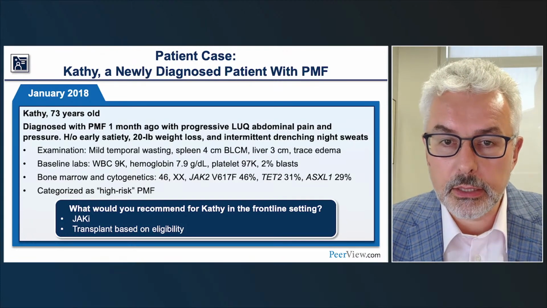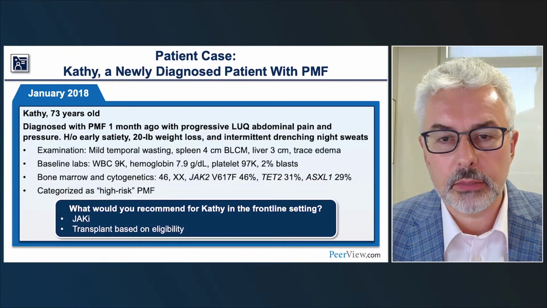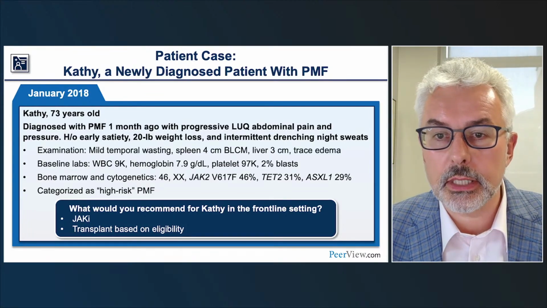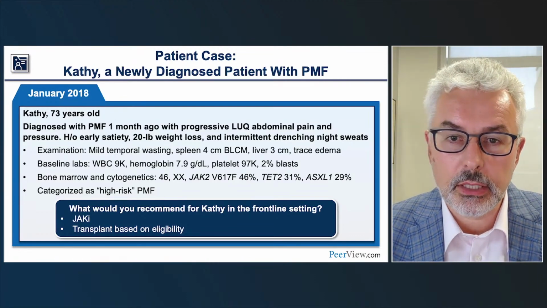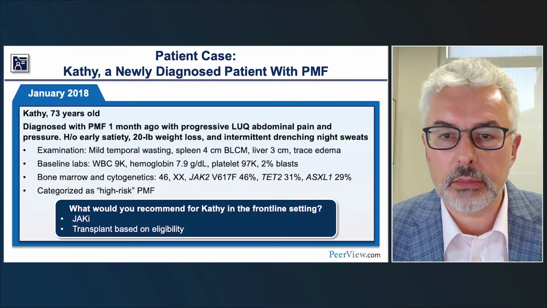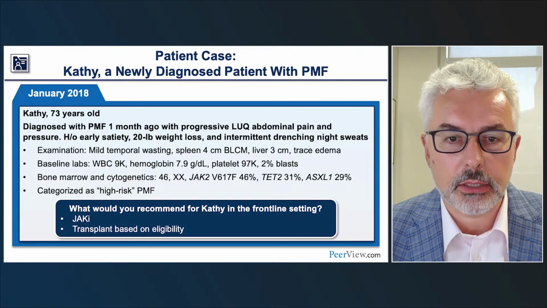But this particular case brings about three parameters that I'd like to highlight, because we know that JAK inhibitors improve the symptoms and the spleen. This patient does not have a very big spleen, has a lot of symptoms, and is very anemic and thrombocytopenic to some degree. So let's tackle these particular aspects in a little bit more detail.